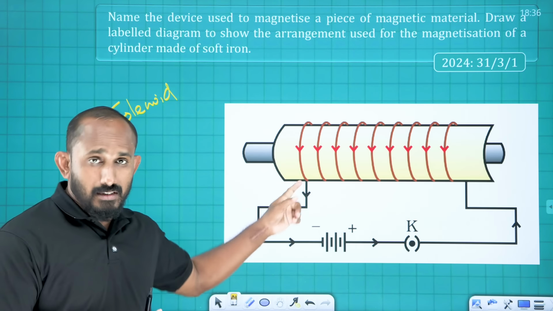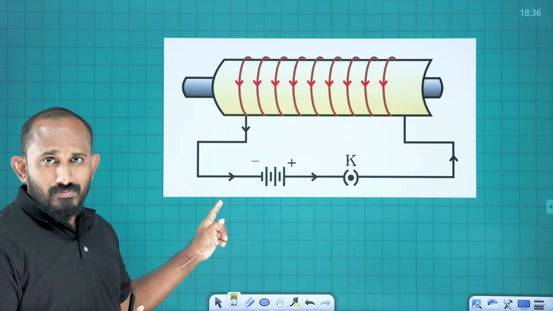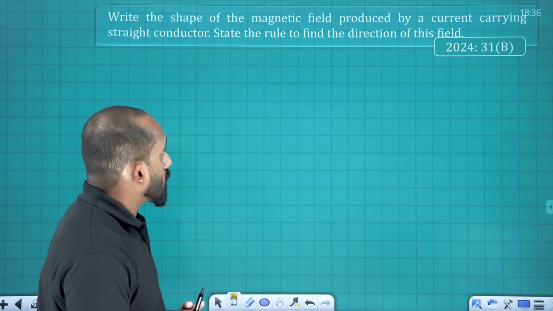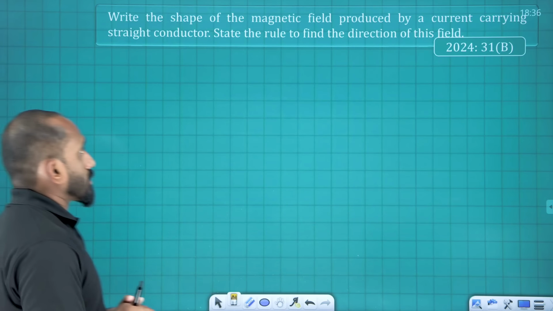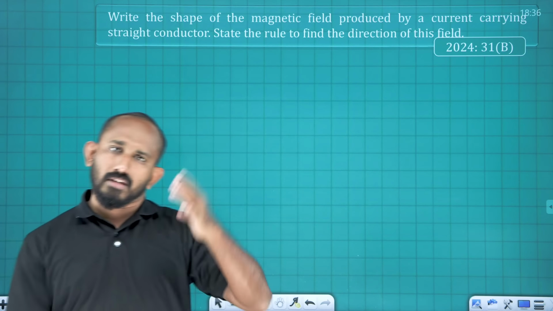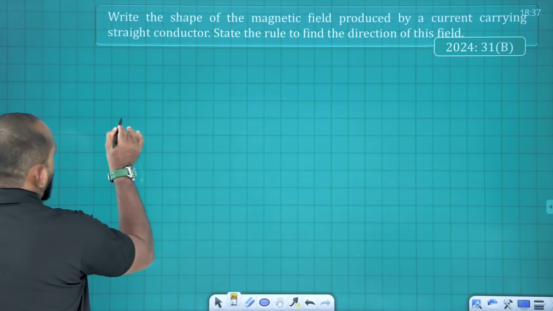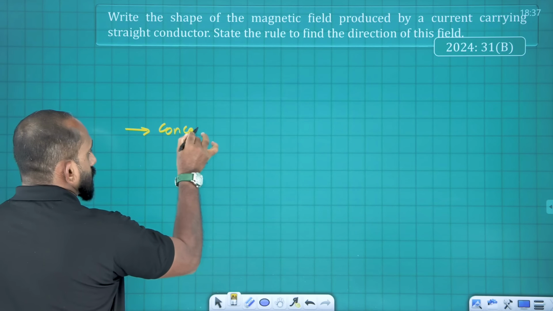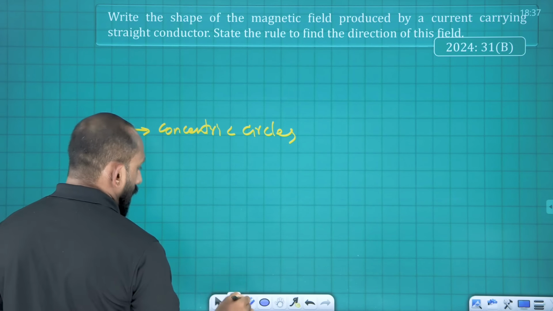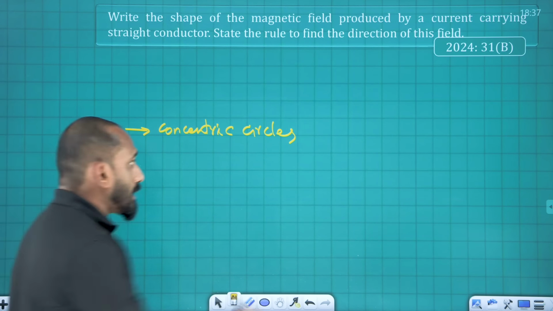So this figure is there. Please practice. This is the same figure, how to draw it. Okay? Hope you got it. Now, write the shape of the magnetic field produced by a current carrying straight conductor. State the rule to find the direction of this field. So, same concept, asked in another way. Write the shape of the magnetic field: they are concentric circles centered at the conductor.